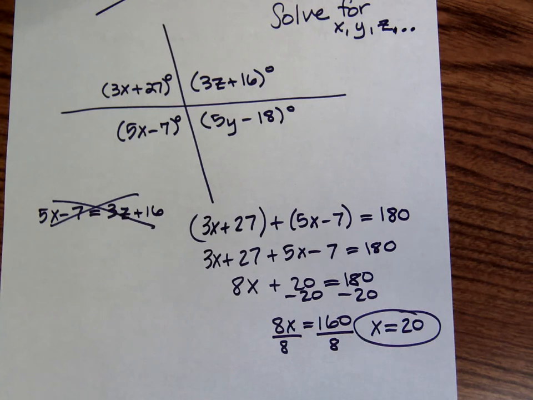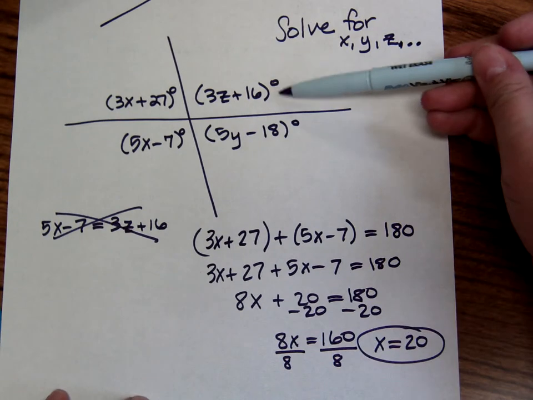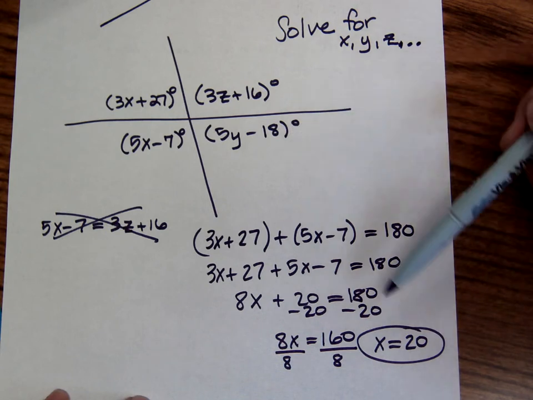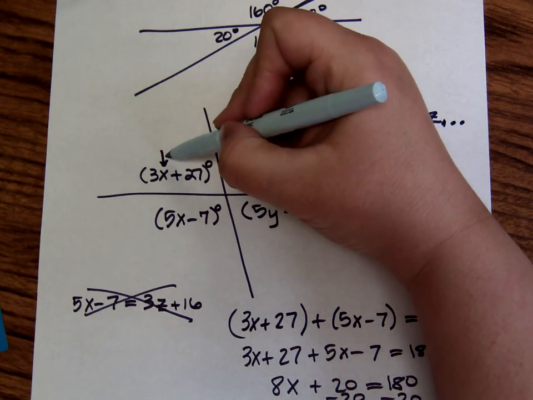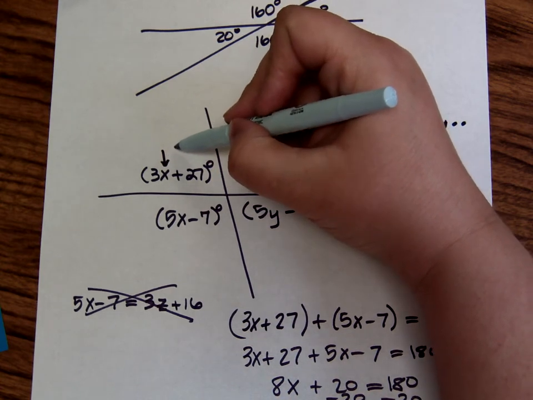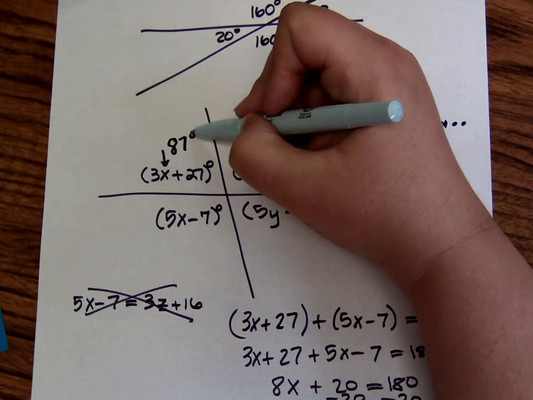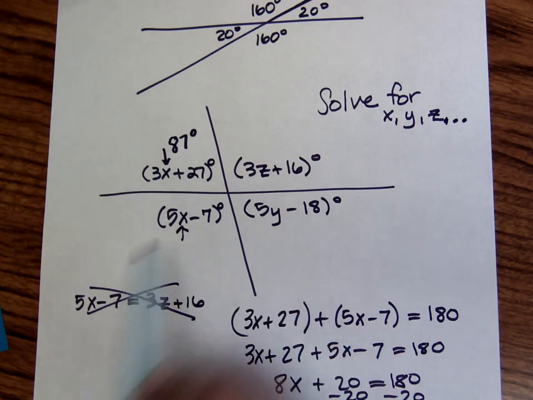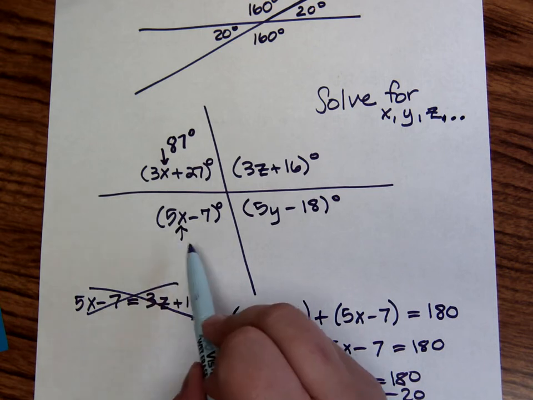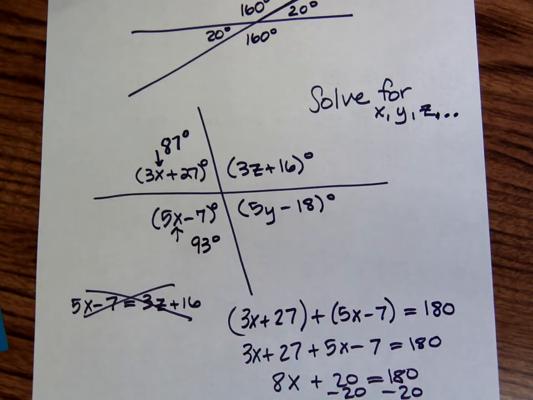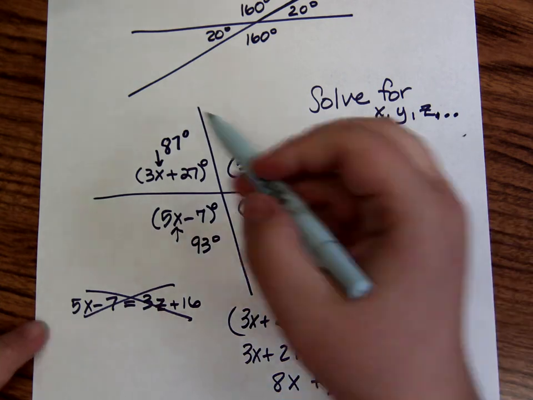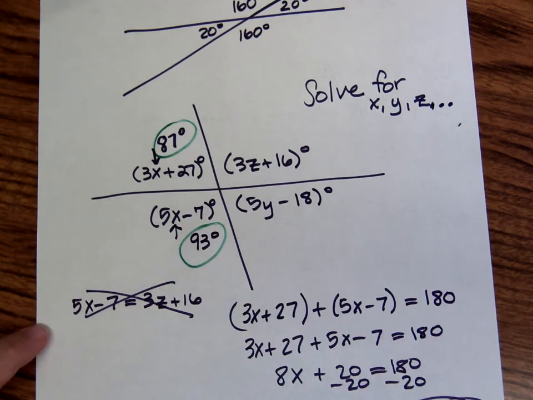We have to use it to find out how many degrees are over here and how many degrees are over here. Because once I know x is 20, I can plug that in. 3 times 20 is 60. 60 plus 27 is 87 degrees. Or I could plug it in right here. 5 times 20 is 100. 100 minus 7 is 93 degrees. Just one more time to check myself here. I can check myself by the fact that 87 and 93 do add up to 180, so that's good. I did it right, in other words. Always nice to know.